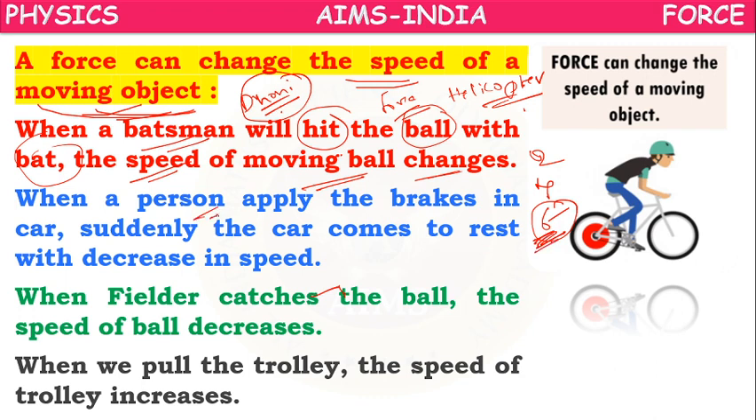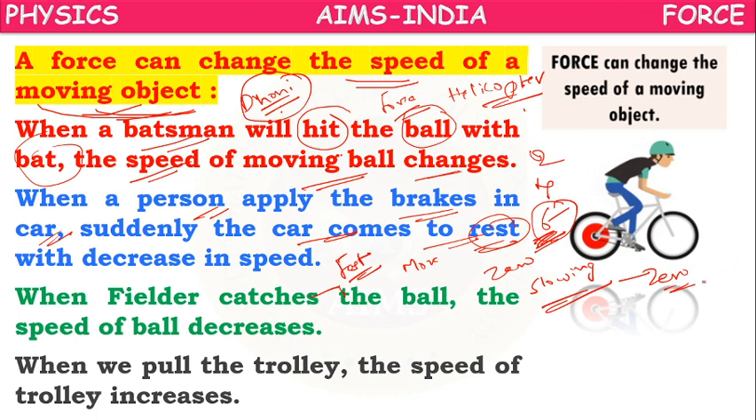Or when a person applies brakes in a car, suddenly the car comes to rest. Means when it is moving, its speed is fast or more. But when it is at rest, speed becomes 0, or the vehicle is initially slowing down and finally coming to 0. So a force can change the speed.